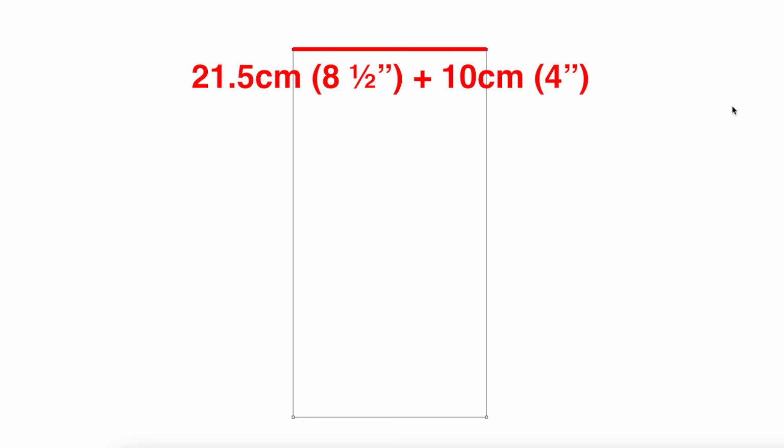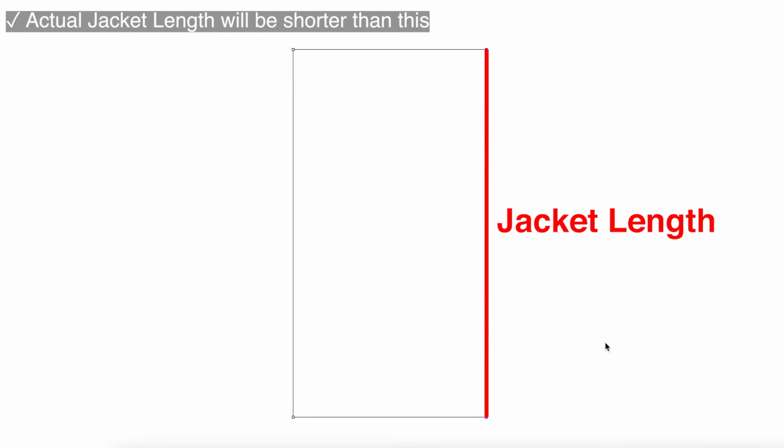But as I said, because this is a kimono sleeve, what you calculate now is for the hem sweep. The chest area will be connected with the sleeve, so it will be way bigger. Vertical is the jacket length, but actual jacket length will be shorter than this because I'm going to widen and deepen the neckline.